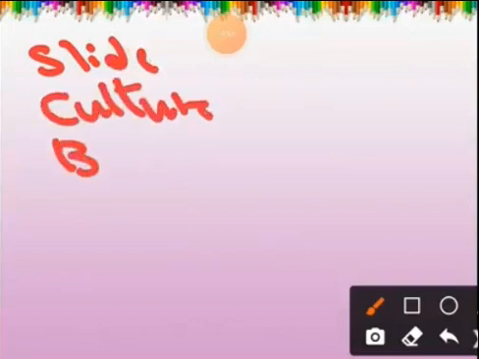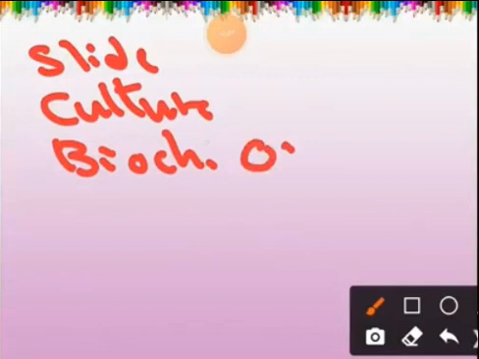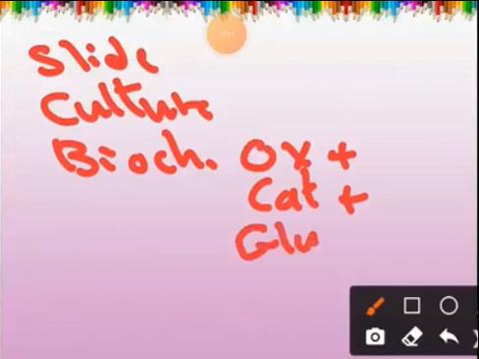The third step is the biochemical reactions for the diagnosis of Neisseria gonorrhoeae. It is oxidase positive, catalase positive, and glucose utilization positive. And we also mentioned that Neisseria gonorrhoeae contains in the cell wall many virulence factors that are important in the pathogenicity and virulence of the microorganism, which are the lipo-oligosaccharides, pili, outer membrane proteins, IgA protease, beta-lactamase, and the plasmid.